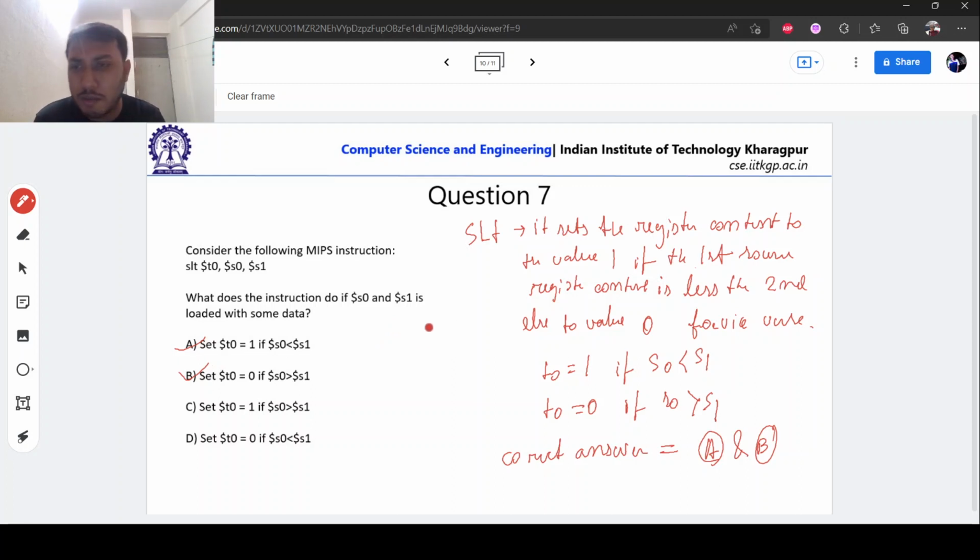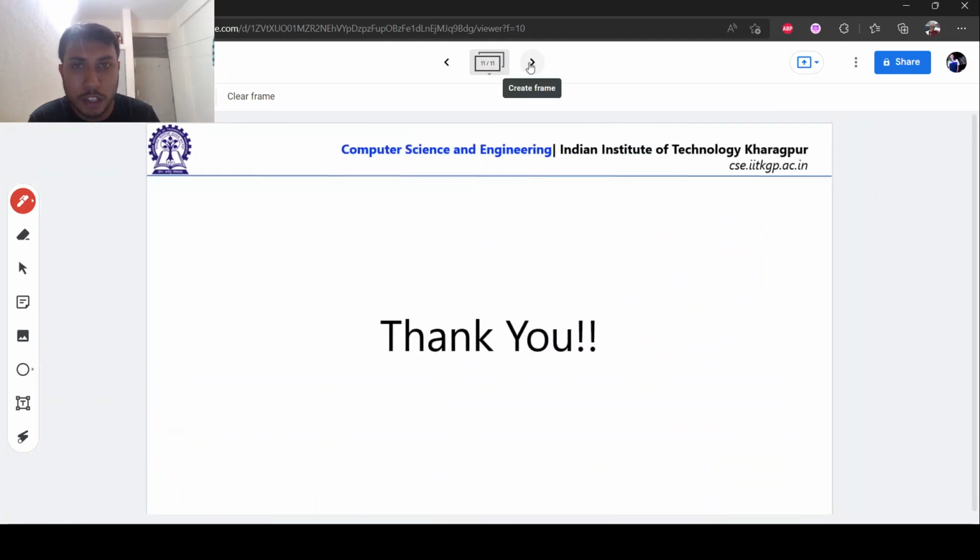So if you go through the instructions that were taught in the week's lecture, it will give you a clear idea of the different kinds of MIPS instructions and their properties. These kinds of questions may come in your exam and in the assignments this week. Okay, that was the final question.